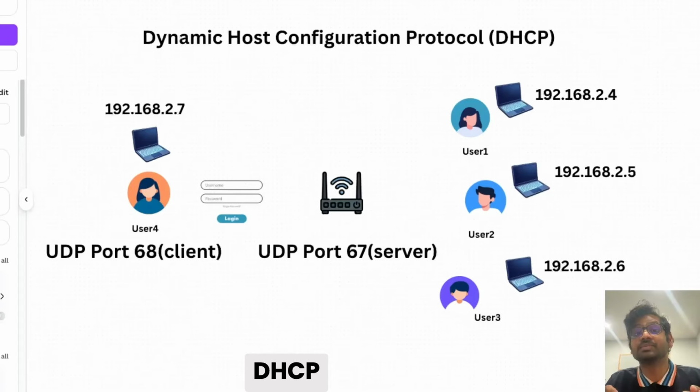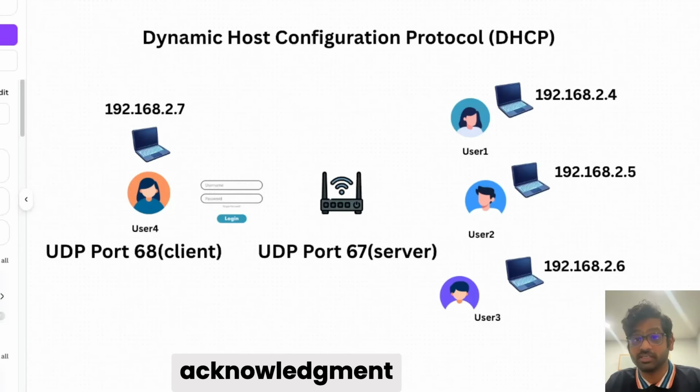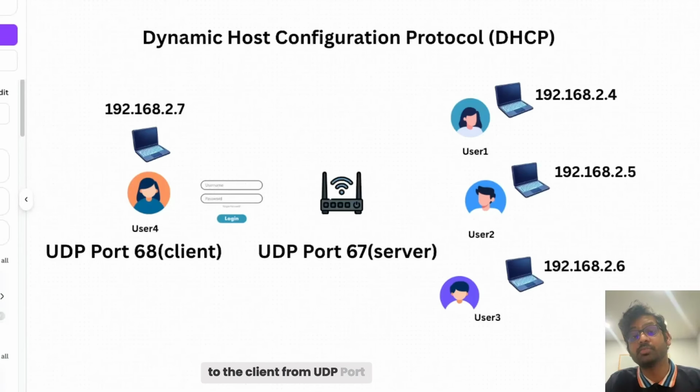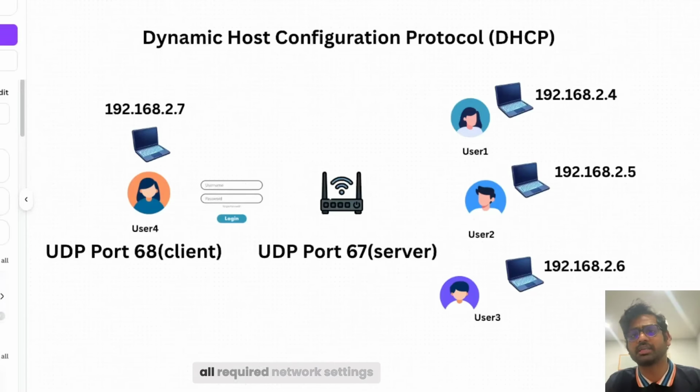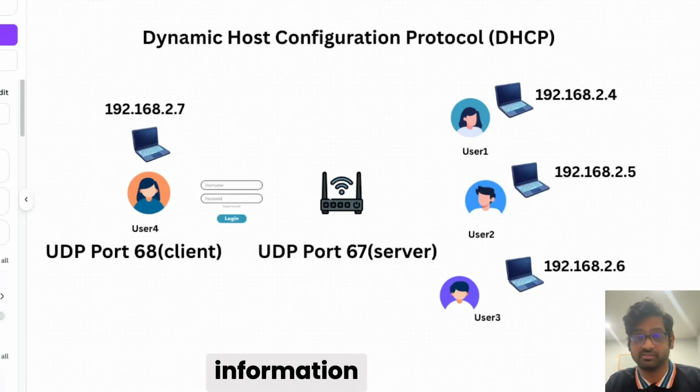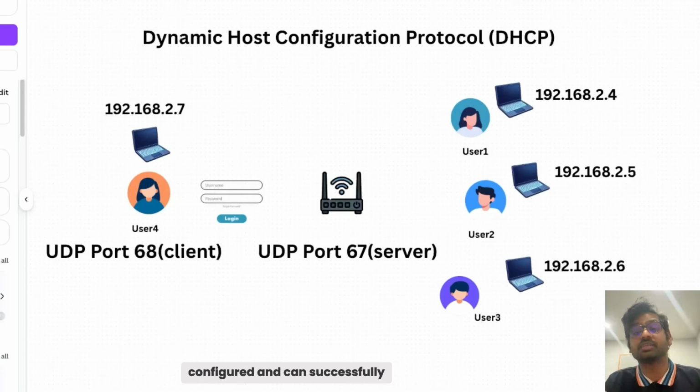Finally, the DHCP server sends a DHCP Acknowledgement message to the client from UDP port 67 to 68. This message confirms the IP address assignment is complete and provides all required network settings, including the subnet mask, default gateway, and DNS server information. At this point, the client laptop is fully configured and can successfully communicate on the network and access the internet.